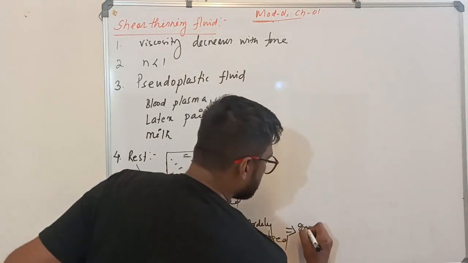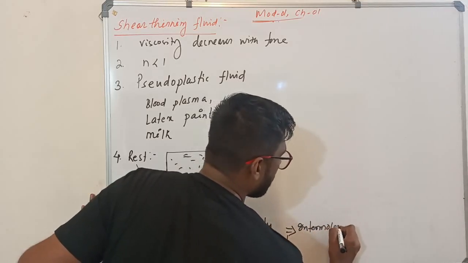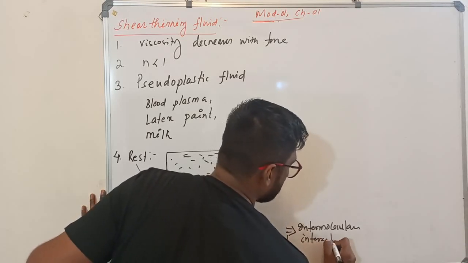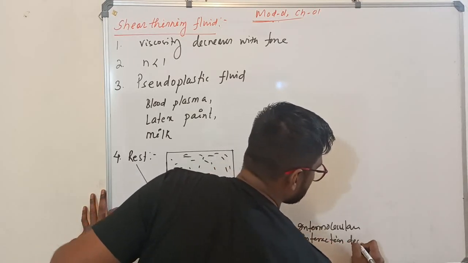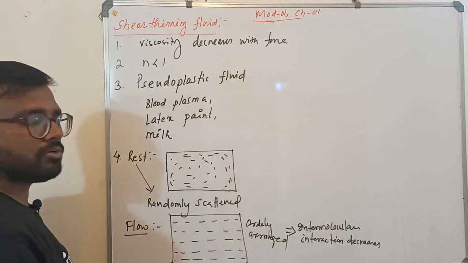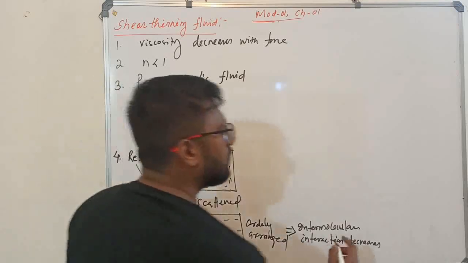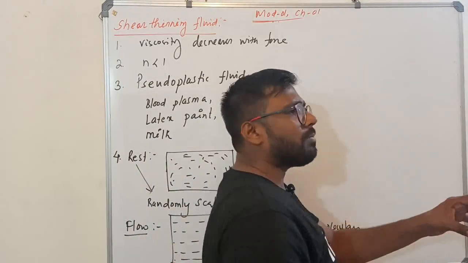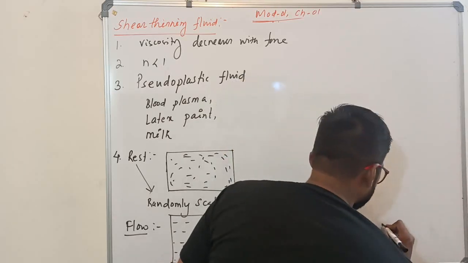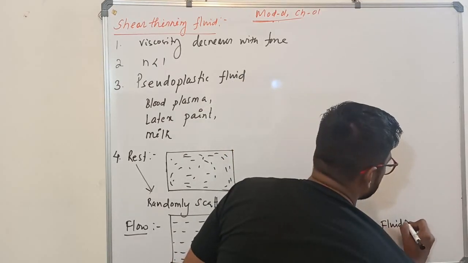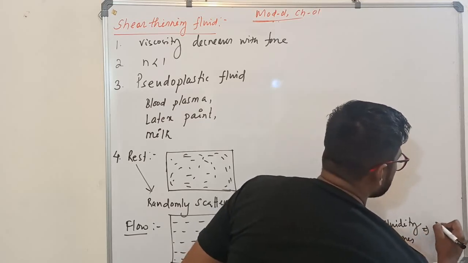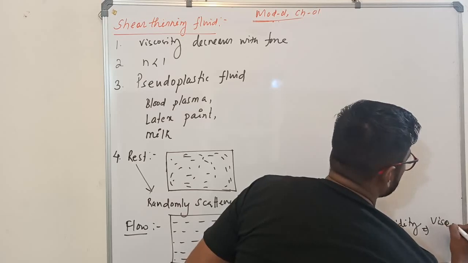Orderly arranged means the intermolecular interaction decreases. The force of attraction between them decreases. If the intermolecular attraction decreases, what will happen? If you apply the force, easily they will flow. This implies fluidity increases. Fluidity increases, what happens to the viscosity? Sir, viscosity decreases.